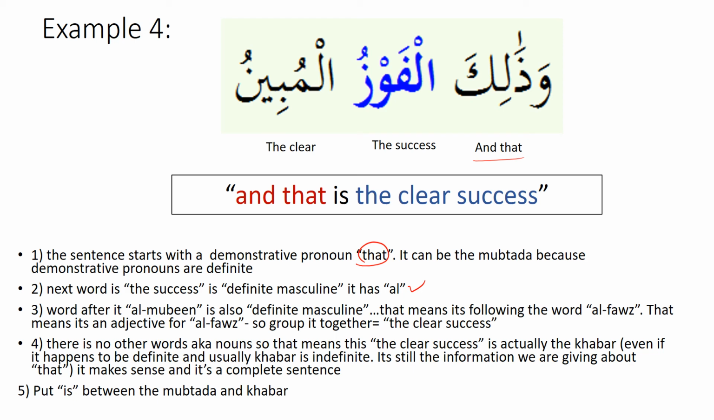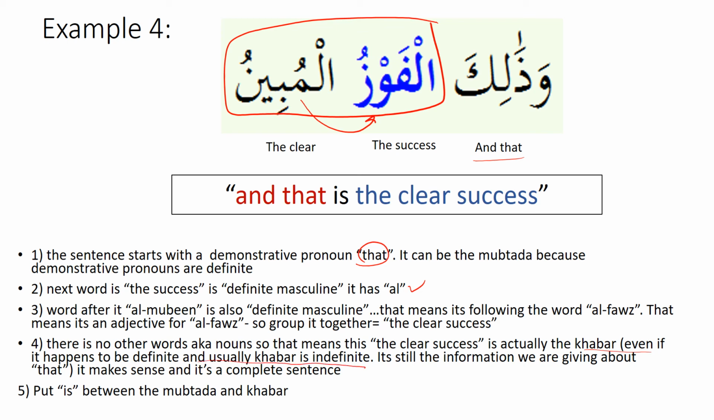The word al-mubin follows the word al-fawz in all its qualities. It's definite. It has al on it as well. It's marfu', it's singular, it's masculine. So that means you need to pair up al-fawzul mubinu together and make it into one phrase, the clear success. And there are no other nouns, so that means this clear success is actually the khabar, even if it happens to be definite, and usually khabar is indefinite.